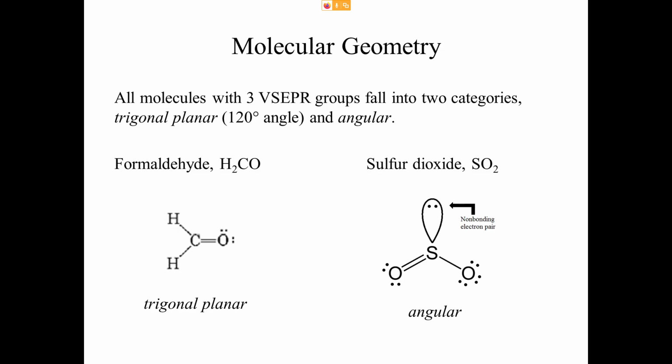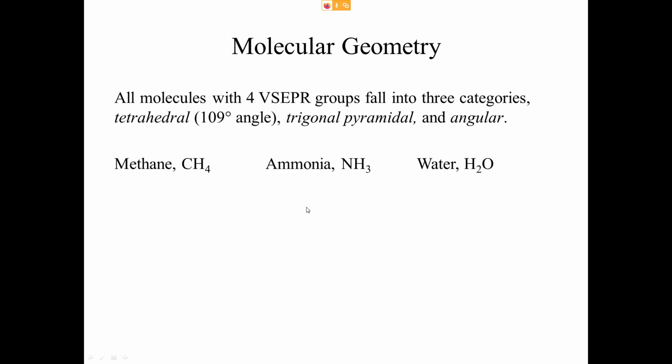Okay? All right, one more to go. Instead of doing 3 VSEPR groups, let's go up to 4. In this case, there are 3 categories because we could have 0, 1, or 2 lone pairs. So let's do the case where there's 0 first. That's the easiest. On the very far left, we have methane.